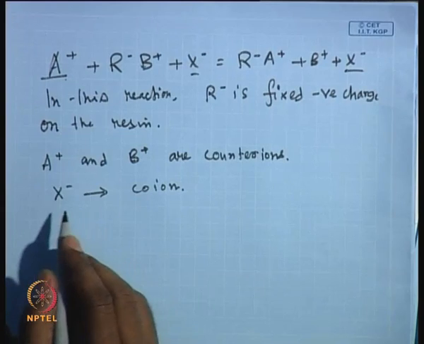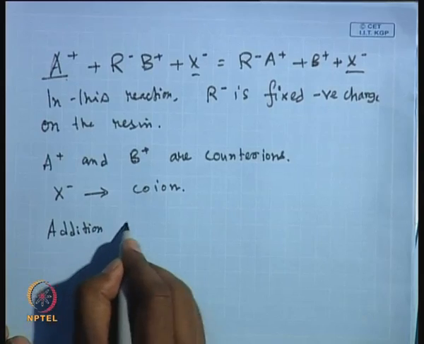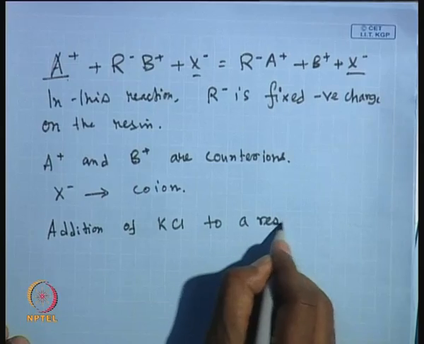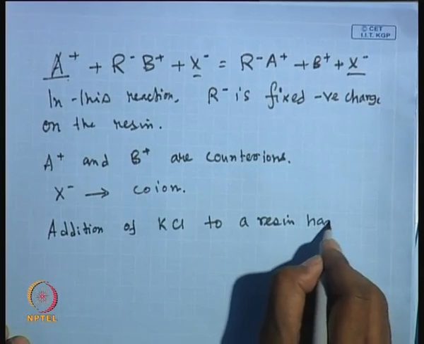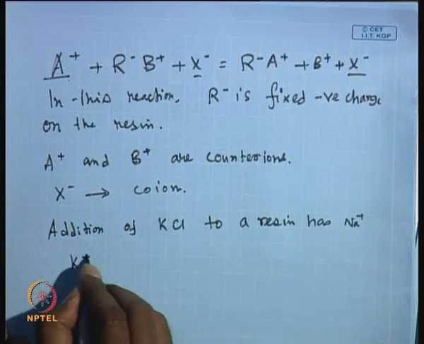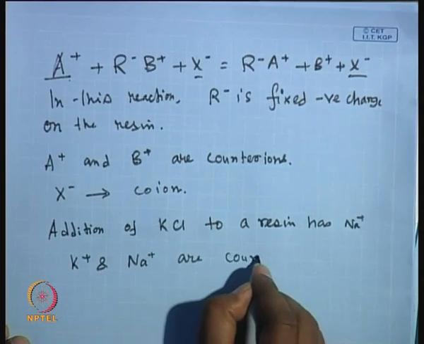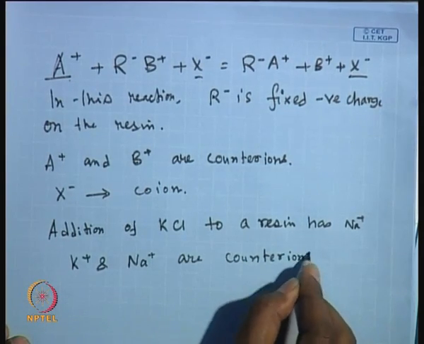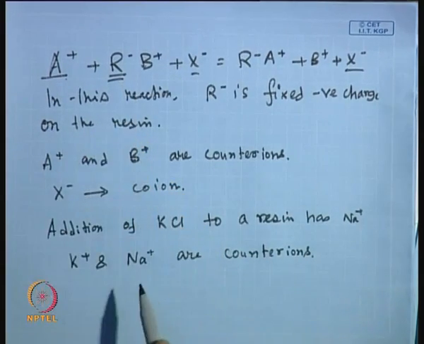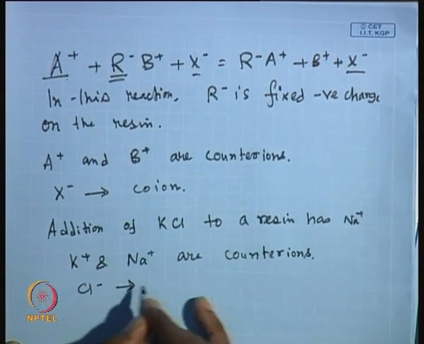An example is addition of KCl, let us say, addition of KCl to a resin which has Na plus ions. So here K plus and Na plus are counter ions with respect to the R minus present in the resin, okay, and Cl minus is the coion.